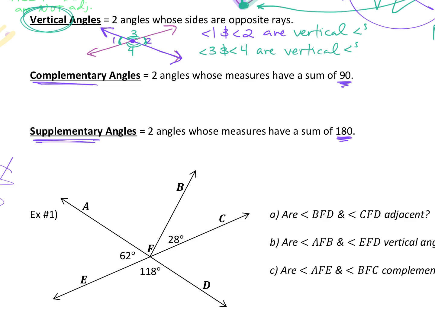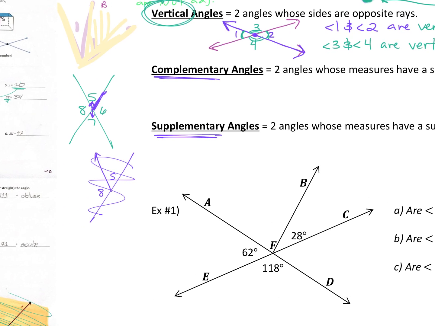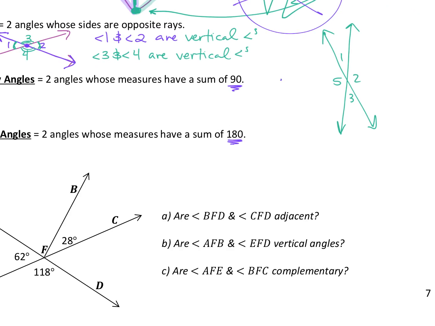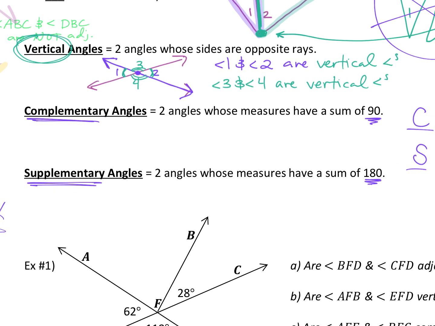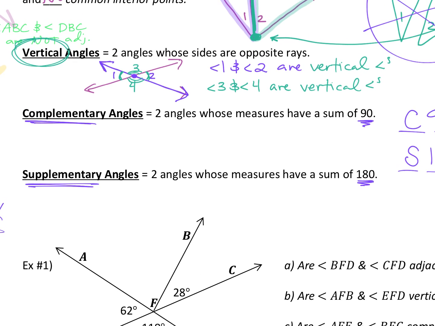If you have trouble remembering which one is which, do this. Complementary in the alphabet comes before supplementary, right? C comes before S. 90 comes before 180. So C goes with 90, S goes with 180. If you go alphabetical and numerical order, you should be able to keep them together. Complementary 90, supplementary 180. It has to be 90 together, so like 40 and 50. So I'll show you a couple pictures, because there's a couple ways this can happen.